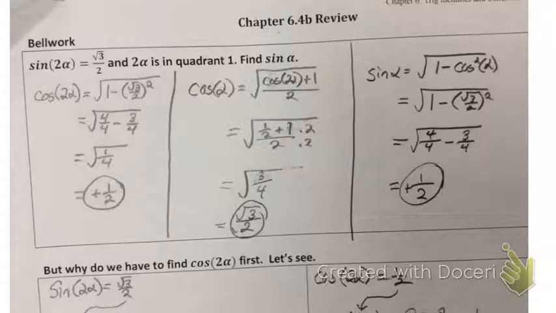So if our double angle is in quadrant 1, the original angle must also be in quadrant 1. So it must be a positive 1/2 because we're in quadrant 1. Any questions on this problem?